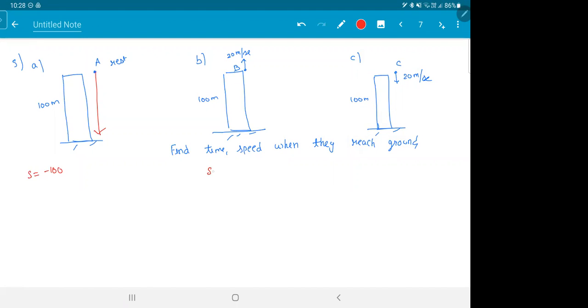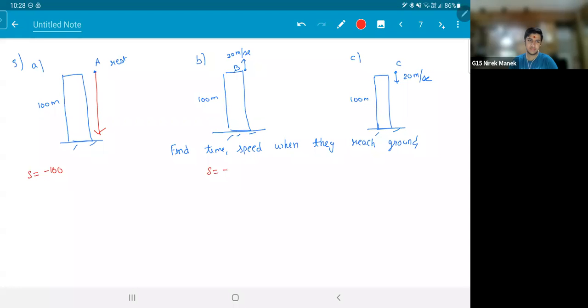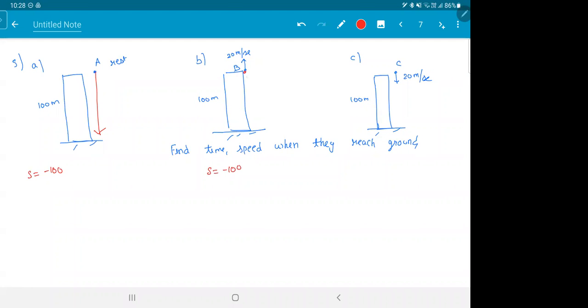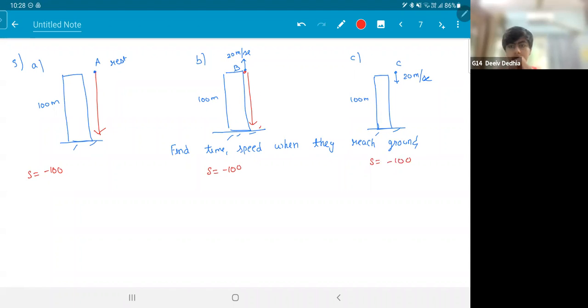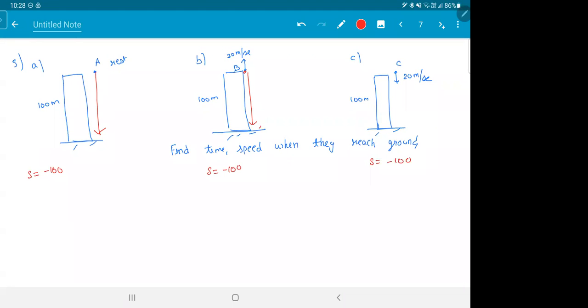What's the displacement in B? Minus 100, because initially you are here, finally you are here. This is the displacement. What's the displacement in the third case? Minus 100. In all three cases, the displacement is the same.